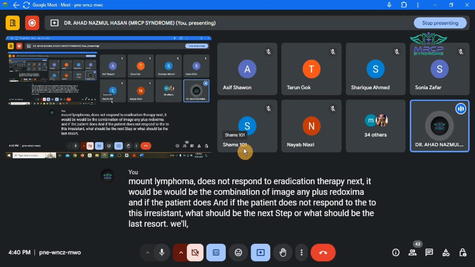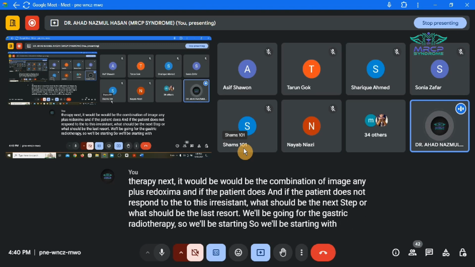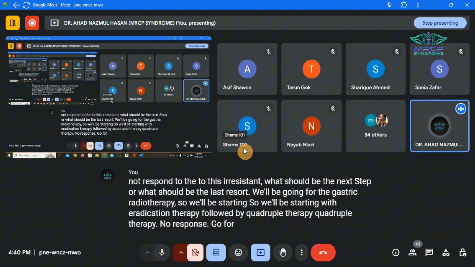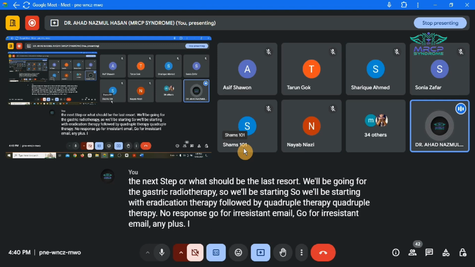We will be going for the gastric radiotherapy. So we'll be starting with eradication with the triple therapy followed by quadruple therapy. No response, go for the IR regimen: imatinib plus rituximab. No response to the IR regimen, go for the gastric radiotherapy.